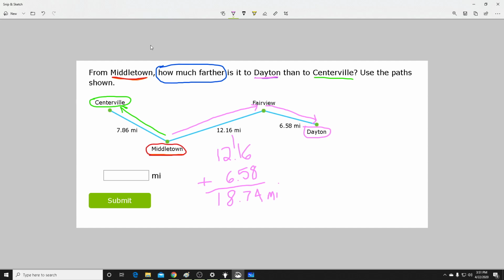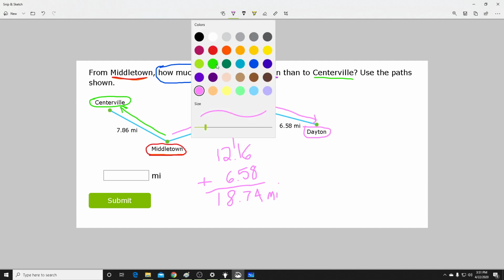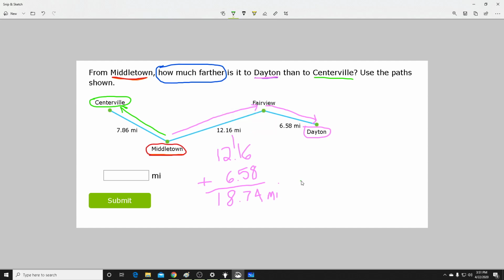To Centerville, it was 7.86 miles. Now we're trying to see how much more this 18.74 is than 7.86. Now, pause the video right here. Think about what's your plan to do that? How do you find out how much more a number is than another number?